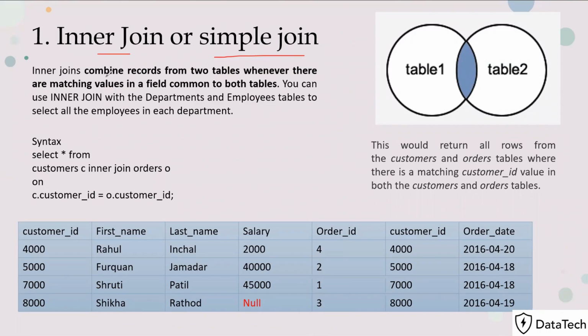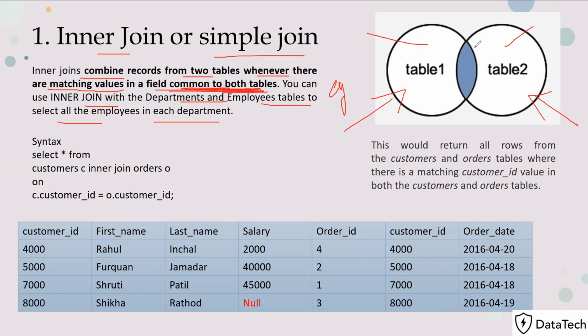Inner join or simple join. Inner join combines records from two tables whenever there are matching values in the field common to both tables. Now, common to both tables is very important, guys. Okay, remember this, common to both tables. You can use inner join with the departments and employees tables to select all the employees in each table. Now this is one example which they are trying to show. You may see this diagram, guys. This is table 2, this is table 1.